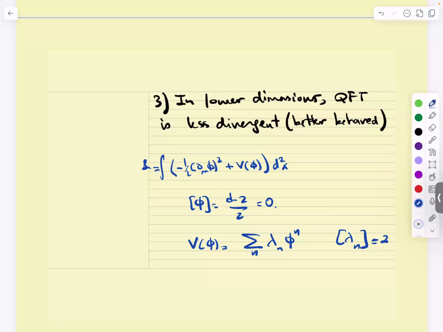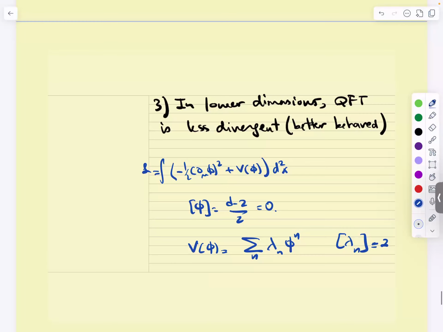2+1 dimensions is a little bit better. In 3+1 dimensions, in a lot of theories you're already in the world of renormalizable theories, and sometimes non-renormalizable. And as we go to higher dimensions, things will get worse and worse. All right. Are there any questions?